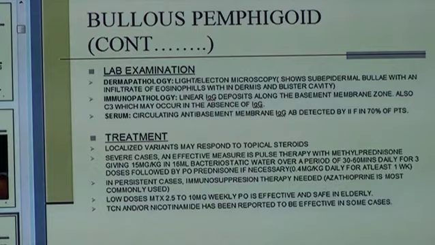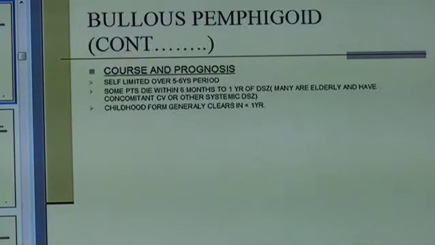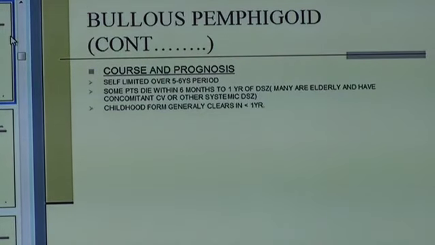Treatment. Localized variants may respond to topical steroids. Severe cases, an effective measure is pulse therapy with methylprednisolone, which is like an infusion over a period of 30 to 60 minutes daily for 3 doses, followed by oral prednisone if necessary. This is only for severe cases though.